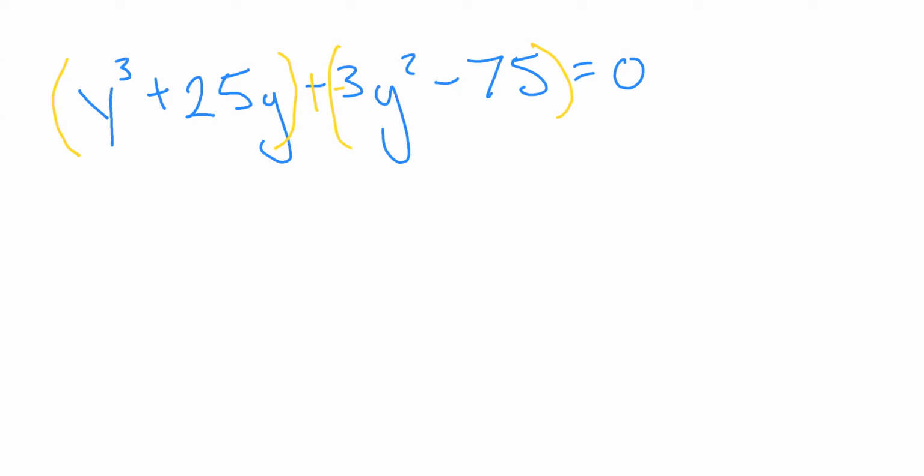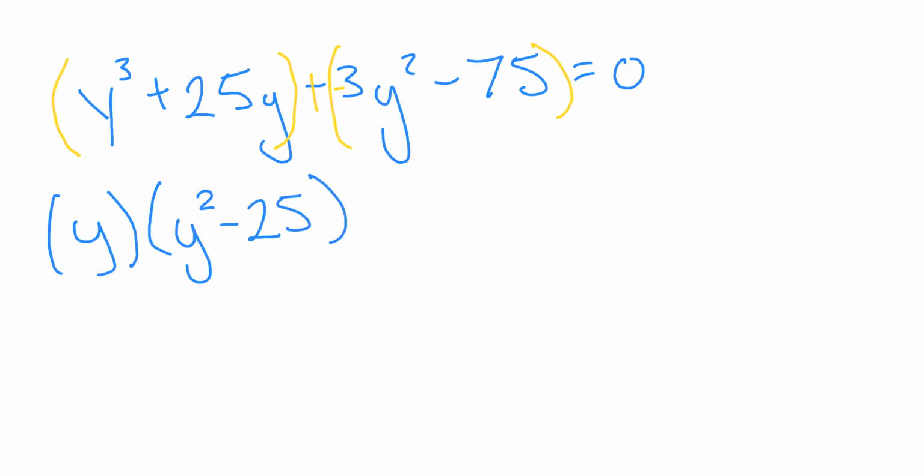Our first 2 terms both share a factor of y, so we can pull that factor of y out of our first 2 terms. All right, and notice how I changed this subtraction to addition so that I can say that both of my terms are negative. And then our second 2 terms, they both share a factor of 3, actually of negative 3.